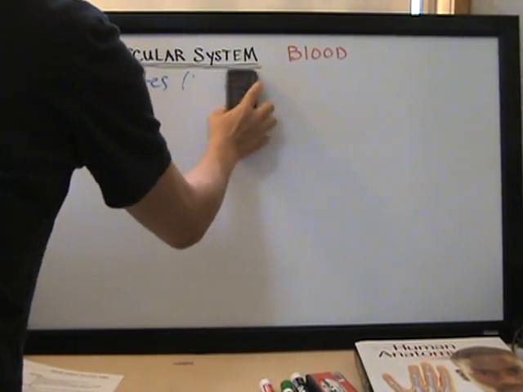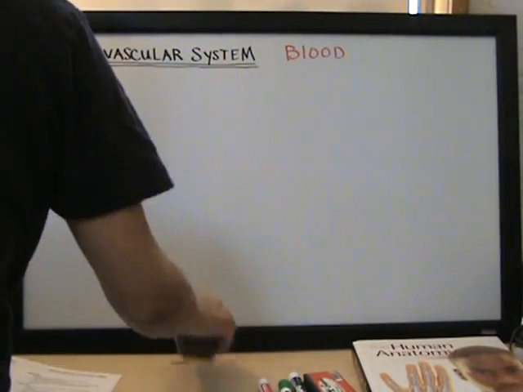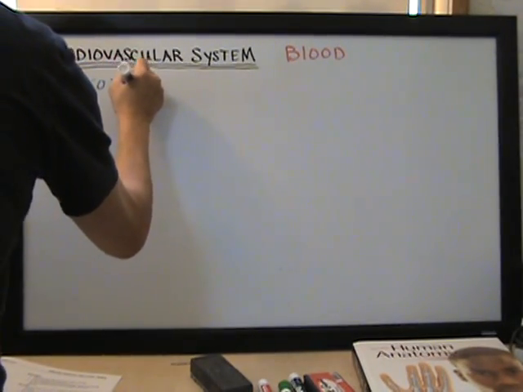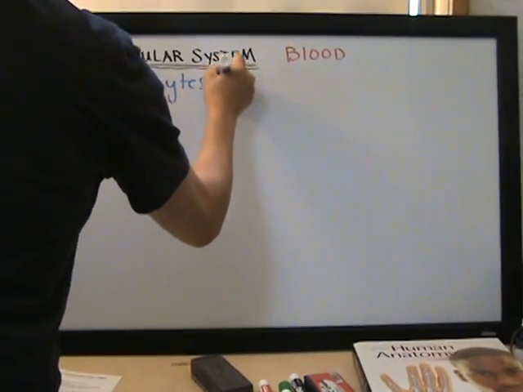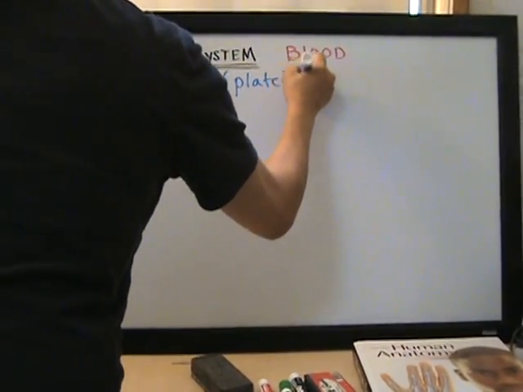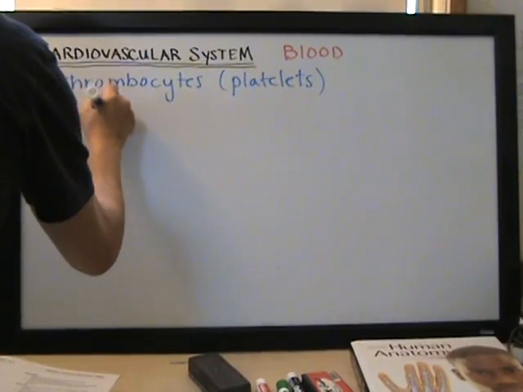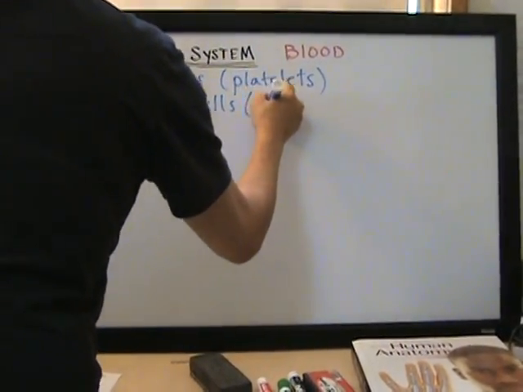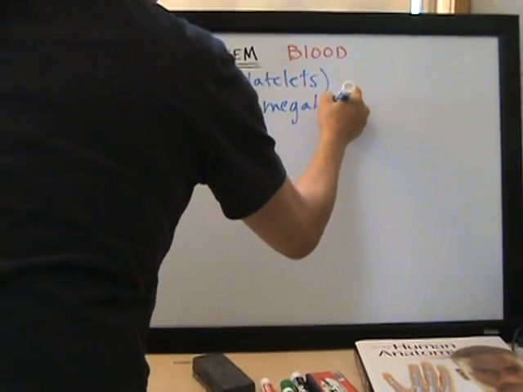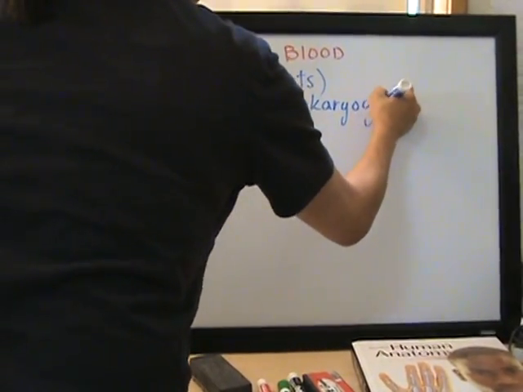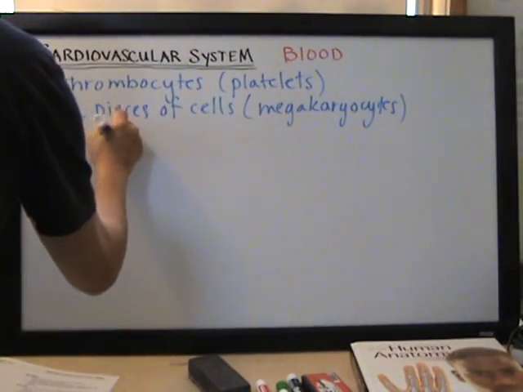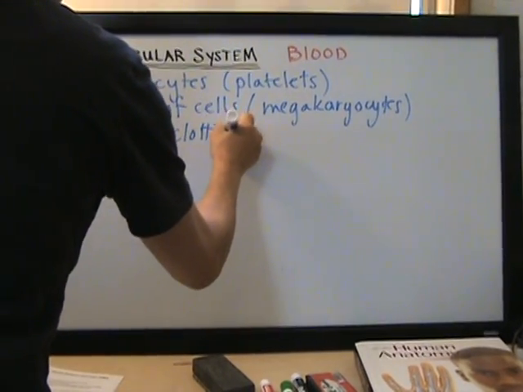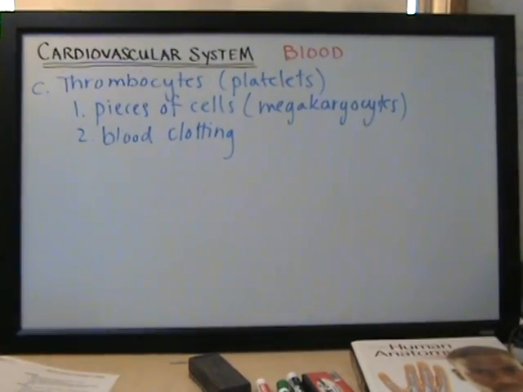The last category of formed element are the thrombocytes, which are the platelets. They are actually pieces of cells. The cells are the megakaryocytes, and platelets are important for blood clotting. They play a role in the clotting of blood. All right, I hope that was helpful.